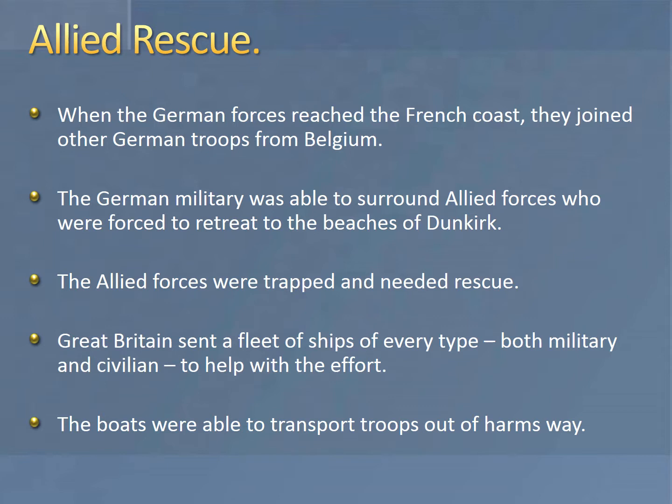When the German forces reached the French coast, they joined other German troops in Belgium. So they're kind of, again, closing in on France from both sides. The German military was able to surround Allied forces in France, who were then forced to retreat to the beaches of what is called Dunkirk. Okay, the Allied forces were trapped and needed rescue. Again, they're trapped between pretty much the water and their enemy forces here.